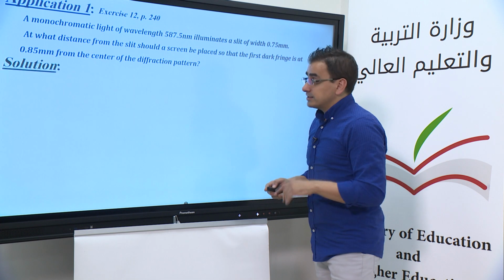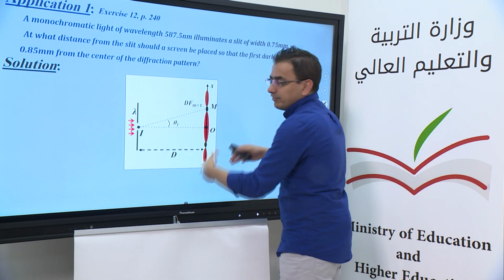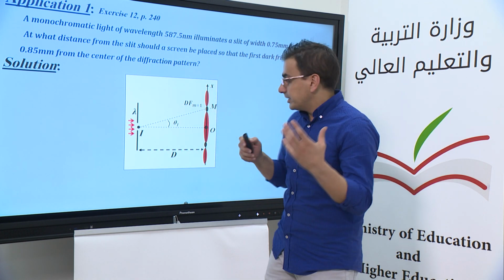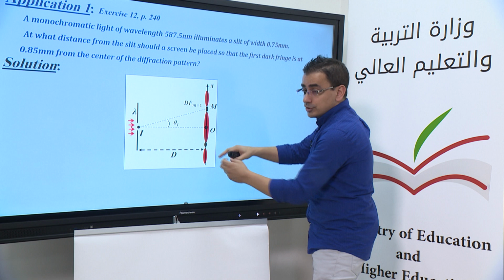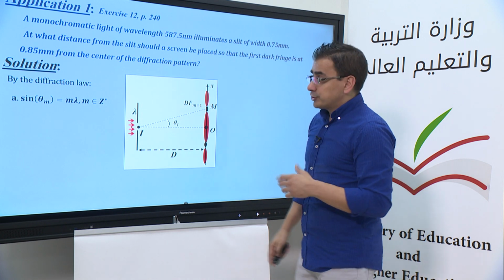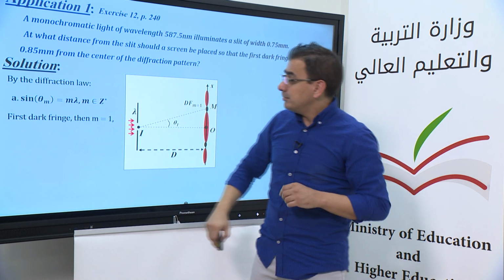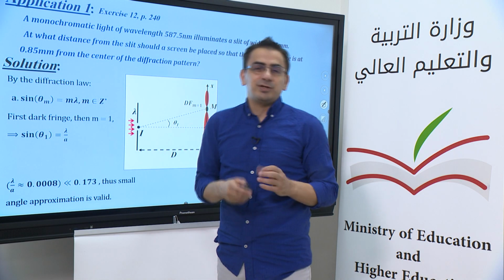When we solve such an exercise, first thing we start with is drawing a very clear figure. Now here I have a figure which is drawn, and I've taken a lot of time dealing with this figure. You can just draw it roughly. It's important to show the dark fringes, and in particular the first dark fringe. So we start by the diffraction law, in which a sine theta equals m lambda with the condition on m. The first dark fringe is what we're studying, so m equals 1, sine theta equals lambda over a. Now, lambda over a is very small. I used the values here, 0.0008, which is much less than 0.173. Therefore, small angle approximation is valid.